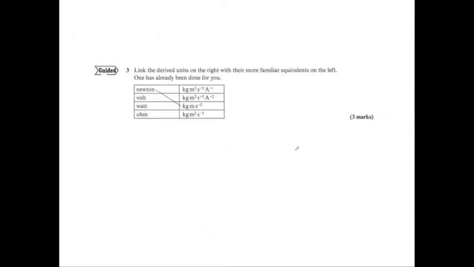Right, number 3, link the derived units on the right with the more familiar ones on the left. Okay, let's try the volt first of all. Right, the volt is defined as 1 joule per coulomb. Okay, it's 1 joule per coulomb, or J C minus 1. Now, neither of those are base units, but we do know that it's therefore going to be E over Q is how you work out the volt.